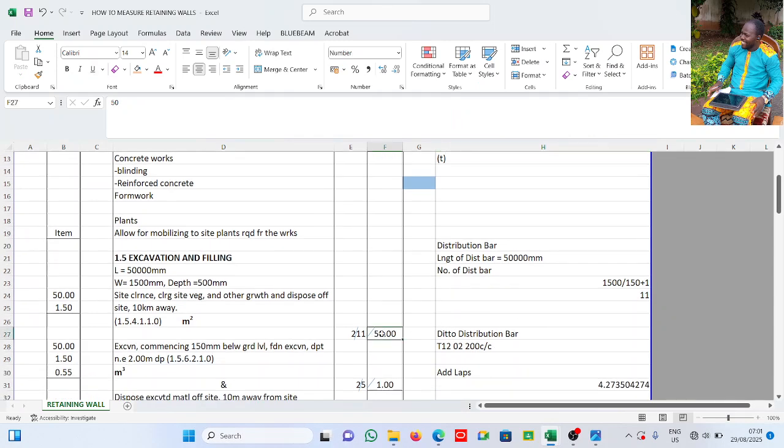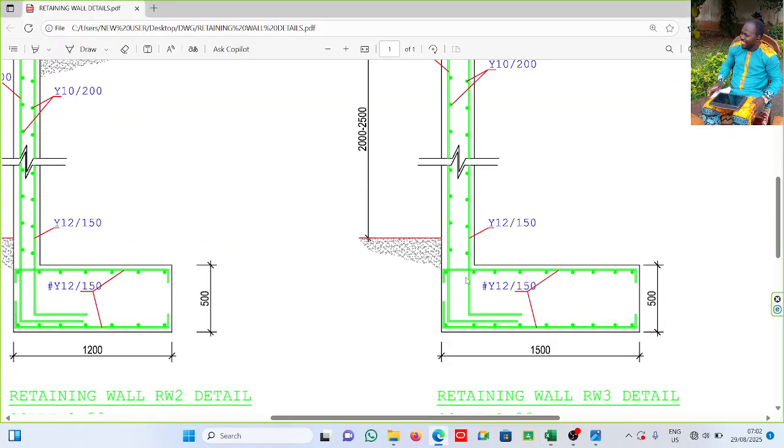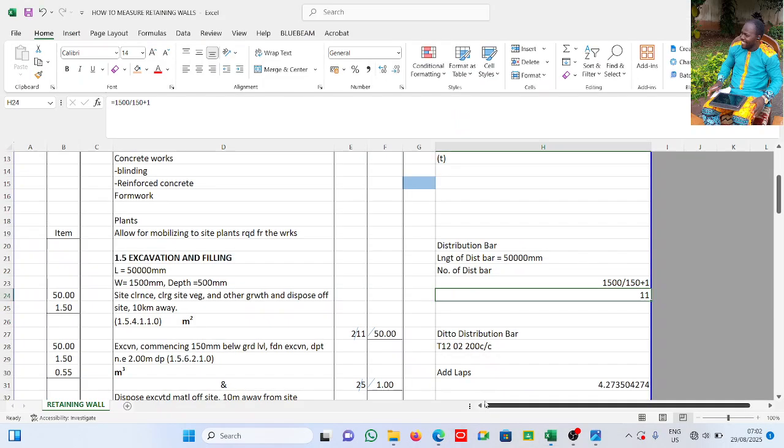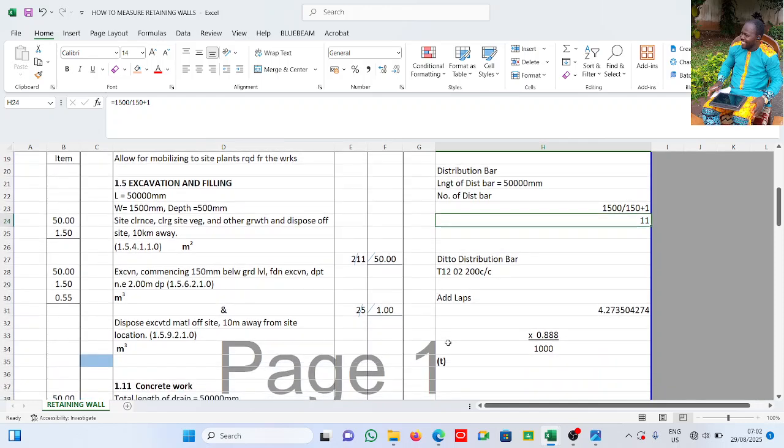So the total length is 50 m, the total number is 11, and then we have it by 2. By 2 means I have one at the top. All right, you can see this dotted line at the top, then I have them also at the bottom. So that is that with the reinforcement for the base. Now let's go to the walls. Okay, I added something, the concept of laps.